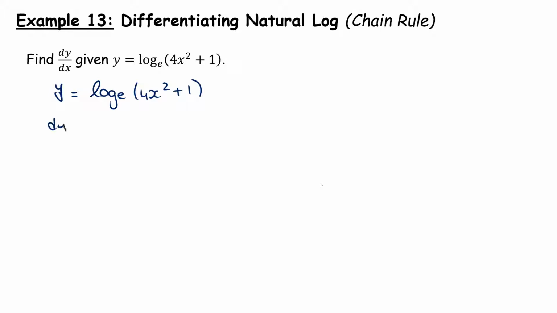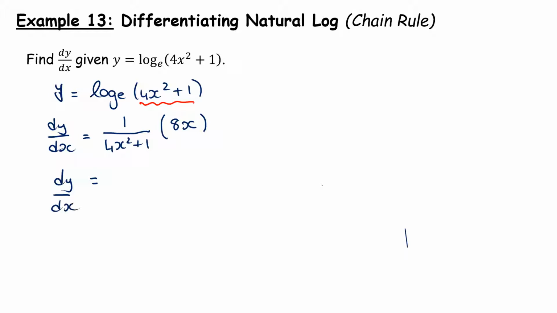So when I differentiate, I follow my rule. It'll be 1 over whatever is here, 4x squared plus 1. However, because this thing is not just an x, I have to correct it. So what I do to correct it is I multiply by the derivative of what's in the bracket. So that gives me 8x and the 1 disappears. So that gives me a final answer of dy dx as 8x all over 4x squared plus 1.